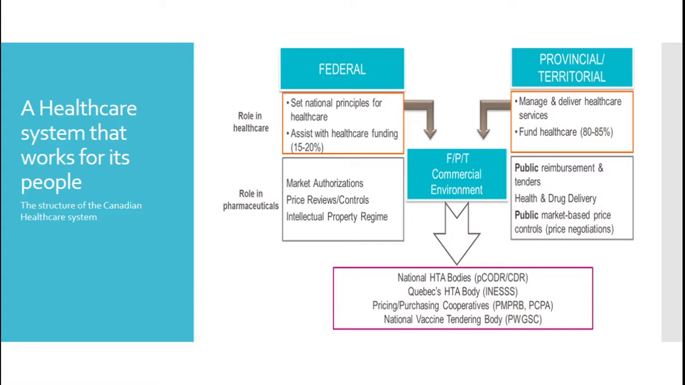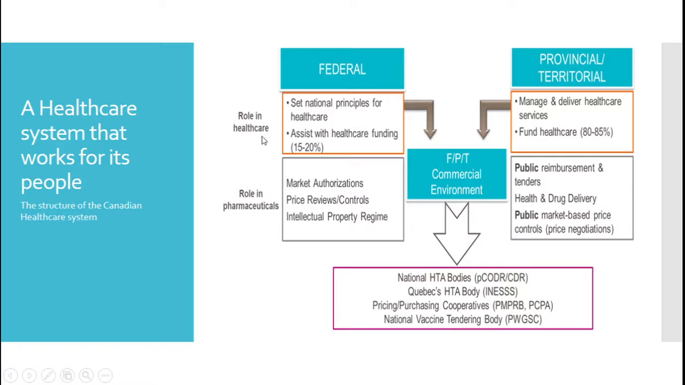So I prepared some slides to share the structure of the Canadian healthcare system, and this is what it is. The Canadian healthcare system is really based upon two pillars, and you can see them, one on the right, the other on the left. These pillars are represented by different levels of government: on the right, the federal government, and on the left, the provincial, municipal, and territorial governments. You will also notice that there are two roles that these pillars are assigned to. The first one is the role in healthcare itself, and there is another role in pharmaceuticals.